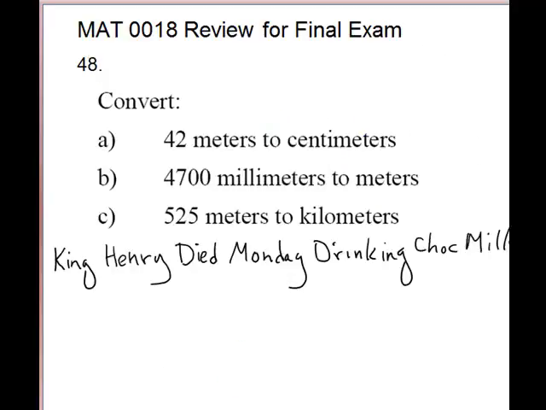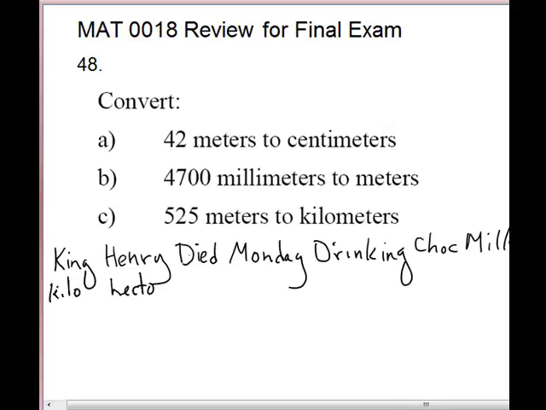For our next problems, we're going to work with the metric system, and there's a sentence that can help us. So I'm going to use a different technique for these. The sentence is, King Henry died Monday drinking chocolate milk. And this is just to remind us of our units. King is for kilo. Henry, H is for hecto, which is 100. D for died is deca, which is 10.